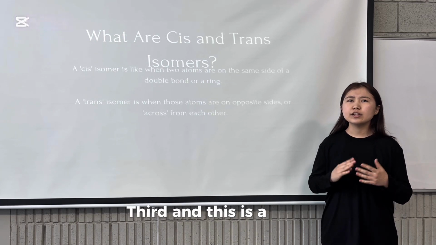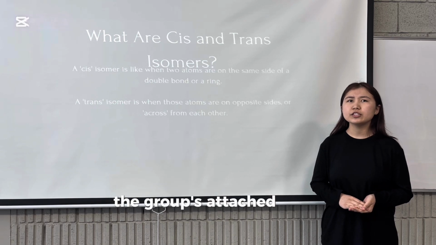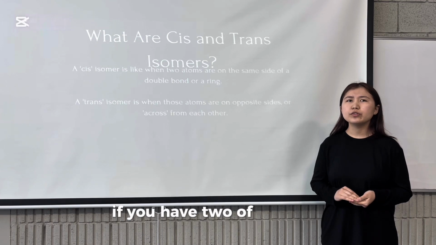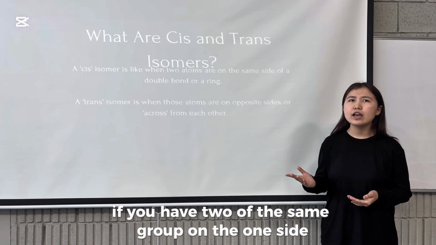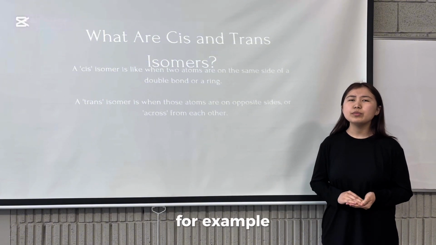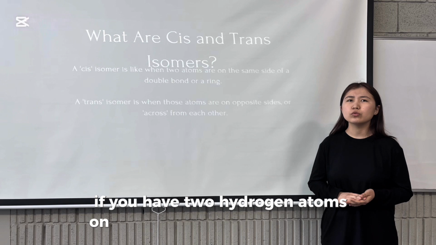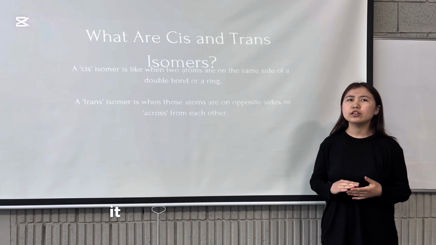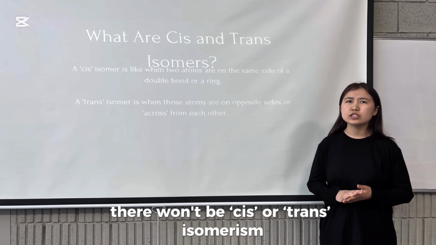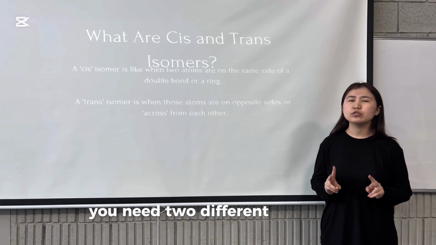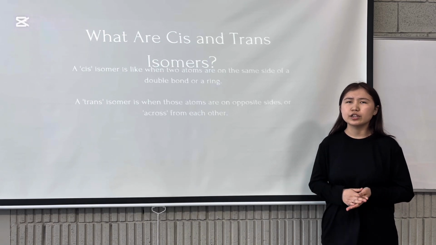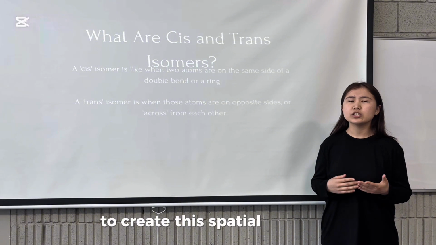Third, and this is really important, the groups attached to the double bond or ring need to be different. If you have two of the same group on one side, there is no way to have a cis or trans arrangement. For example, if you have two hydrogen atoms on one carbon of a double bond, it doesn't matter what's on the other carbon, there won't be cis or trans isomerism. You need two different groups on each carbon of the double bond, or on the relevant carbons of the ring, to create this spatial difference.